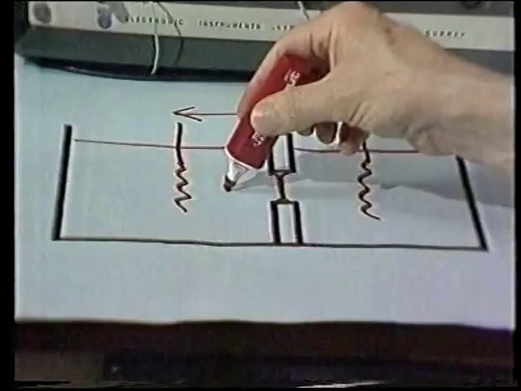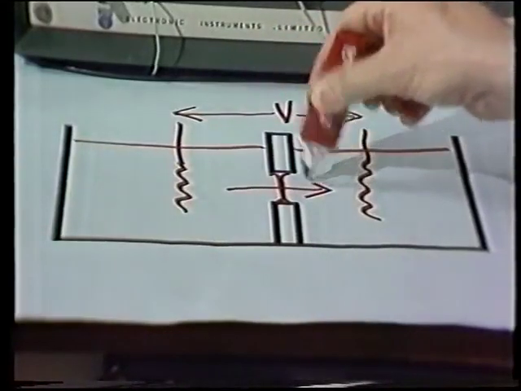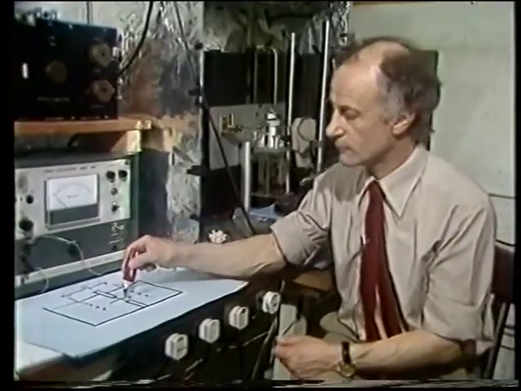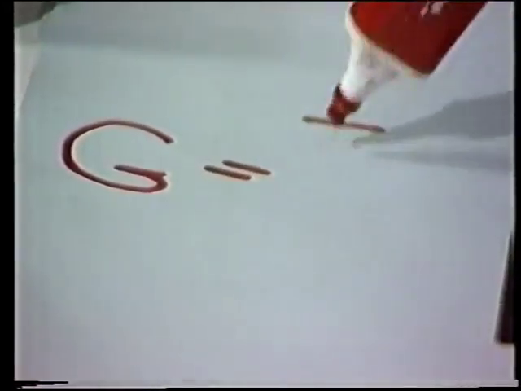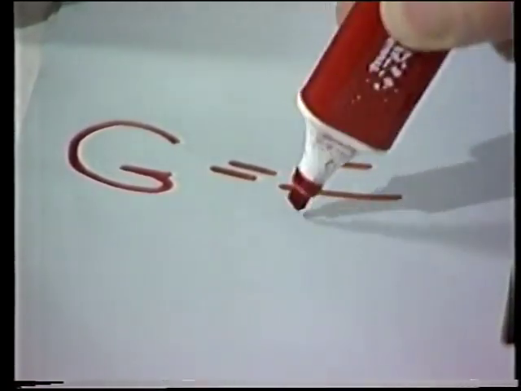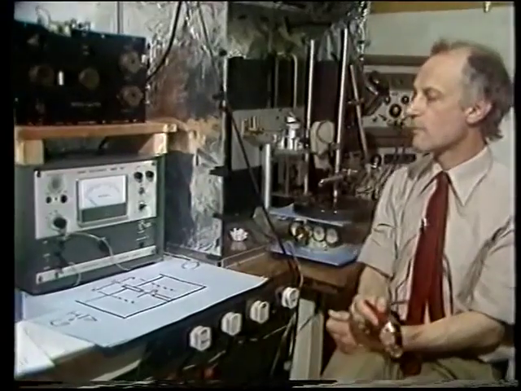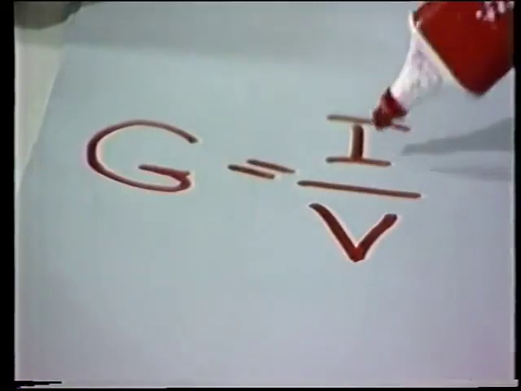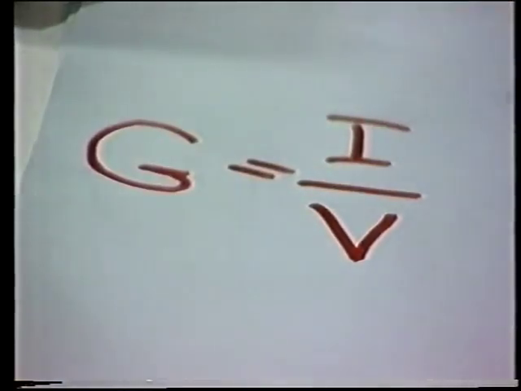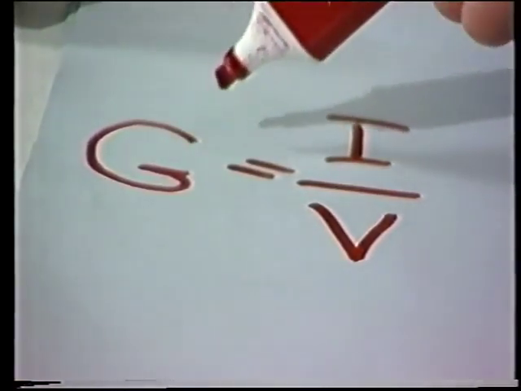The current which flows is related to the permeability. Using Ohm's law, the membrane conductance, G, is given by the current divided by the voltage. The voltage is constant, the current is measured, and therefore we have the conductance. And the conductance gives us the permeability.